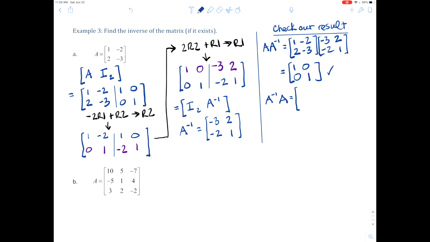Just remember, they can be different. The products can be different. So here we go. -3 times 1 is -3 plus 4 is 1. Then we'd have a +6 minus 6 is 0. -2 plus 2 is 0. And then 4 plus -3 is 1. So it checks out. Cool, cool.